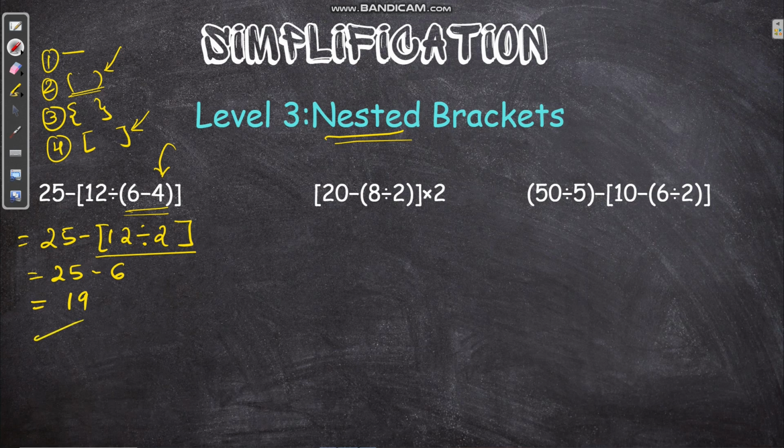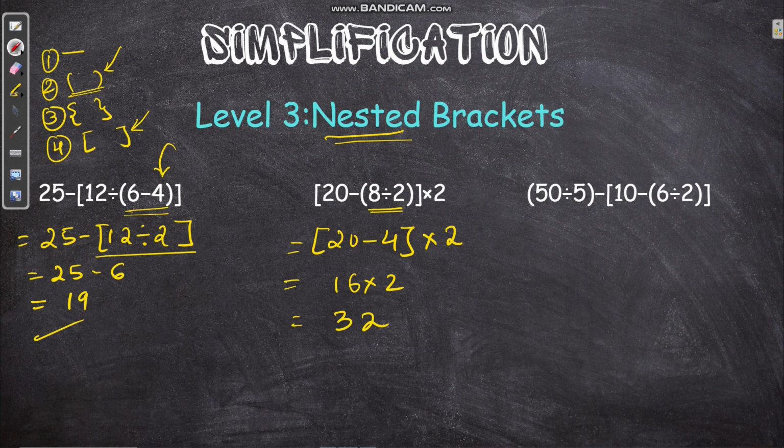Let's solve this example. Over here also you have square brackets and the round bracket. So you will always solve the innermost bracket, that is this round bracket. So let's write. Keep this as it is. 20 minus 8 divided by 2 is 4 into 2. Now I have a square bracket and I have a multiplication. So I'll do square brackets first. That is 20 minus 4 is nothing but 16 times 2. That is 32.